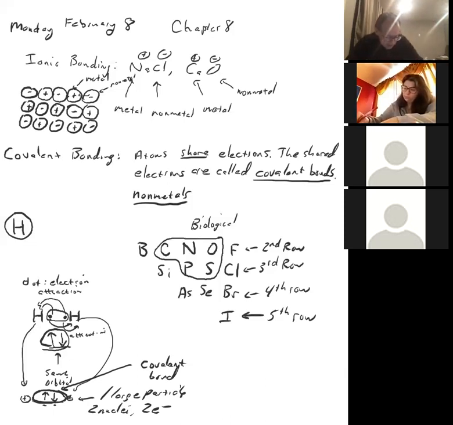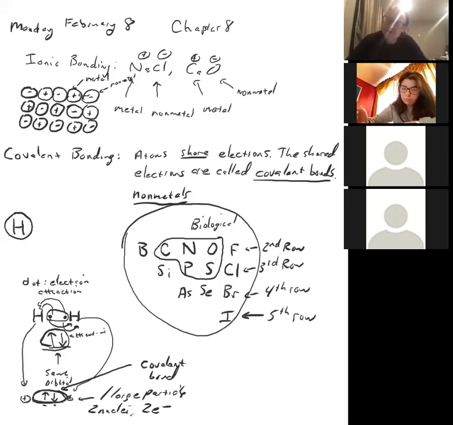These are called dots. And what I'm going to do is show you how you draw out the dots for all of these elements over here on the nonmetal side. Okay, it's very simple. So these are called electron dot structures.